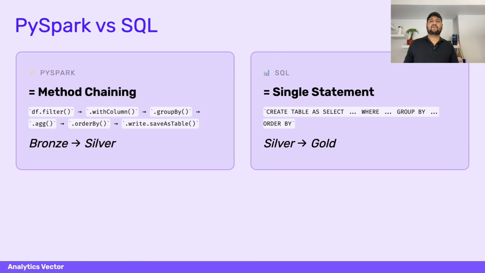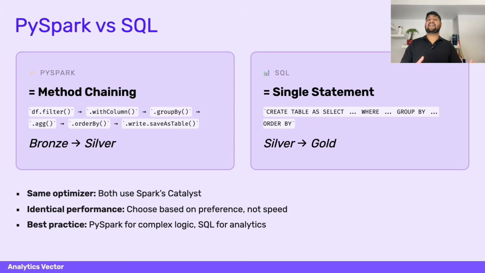And here's what a lot of people don't realize. PySpark and SQL produce exactly the same execution plan. Both go through Spark's Catalyst Optimizer. So that entire PySpark chain I described, you can write it as a single create table as select statement in SQL with a where clause, group by, and order by. You will get identical performance and it's completely up to your preference.